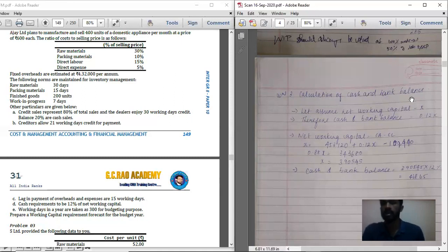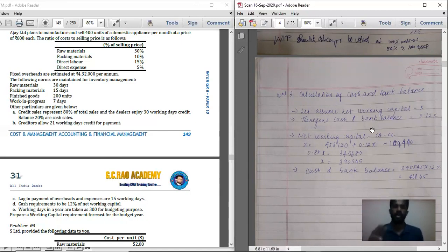Second arrow mark. Therefore, cash and bank balance. See, if net working capital is X, cash and bank balance is 12% of X. They have given point number D, cash requirements to be 12% of net working capital. Here we have assumed net working capital as X. Then what is cash and bank balance? 0.12x, because 12% of x is cash and bank balance.